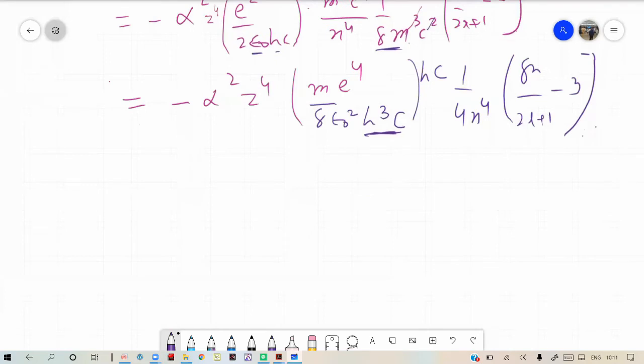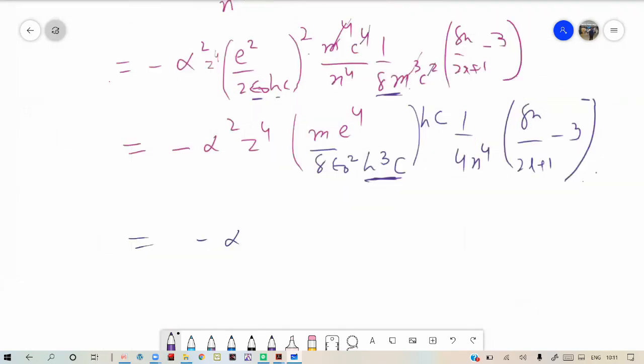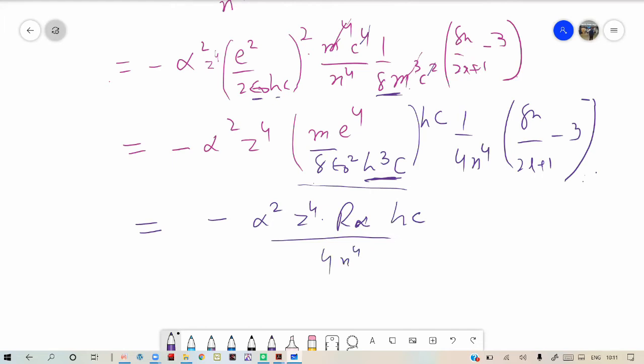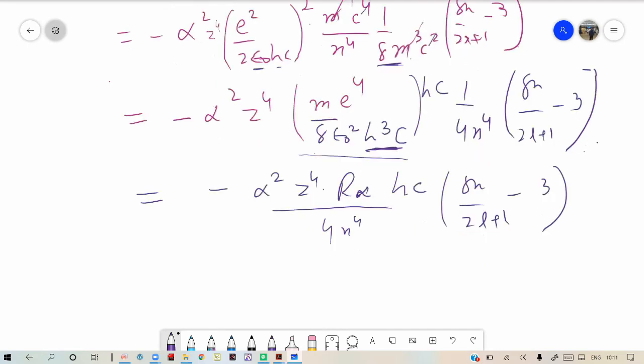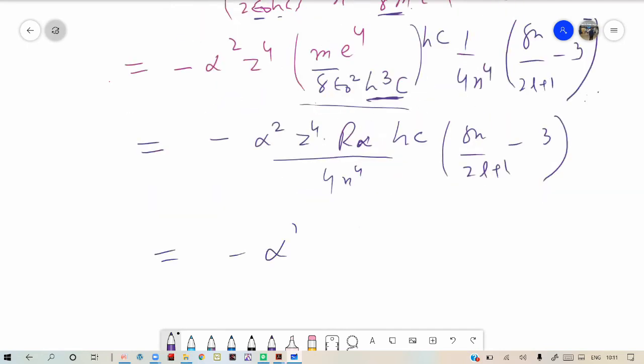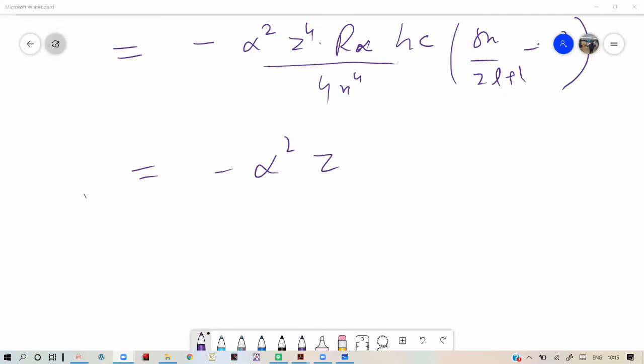Or I can write it as minus alpha square, and this is Z to the power 4. There, this bracket is R infinity actually, and there is hc divided by 4n to the power 4. Now we can write it as alpha square Z to the power 4 R infinity.